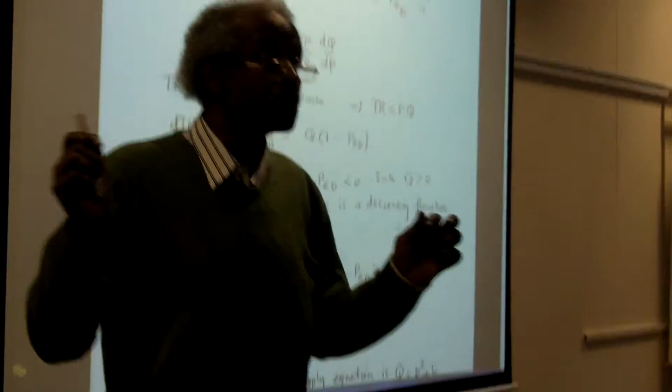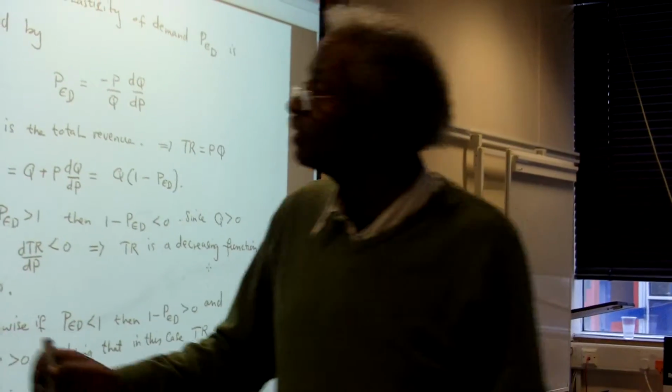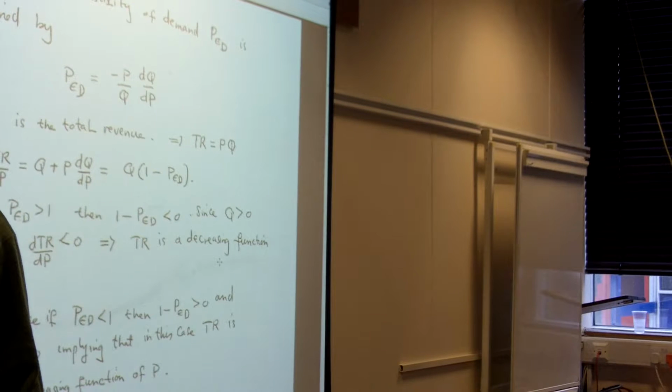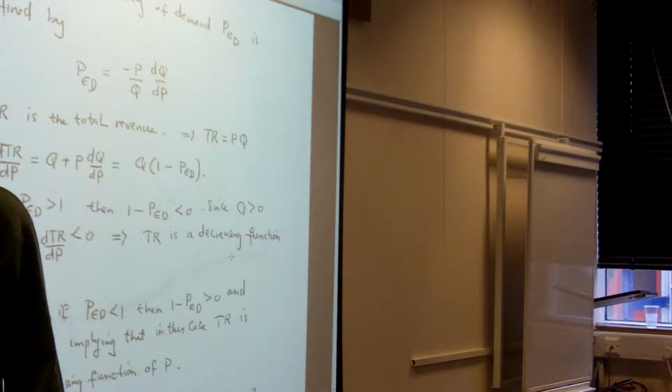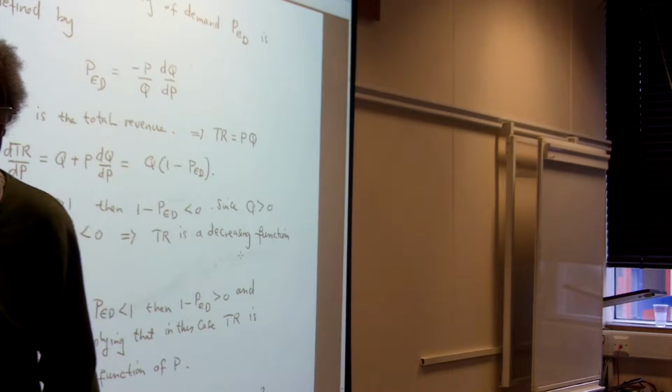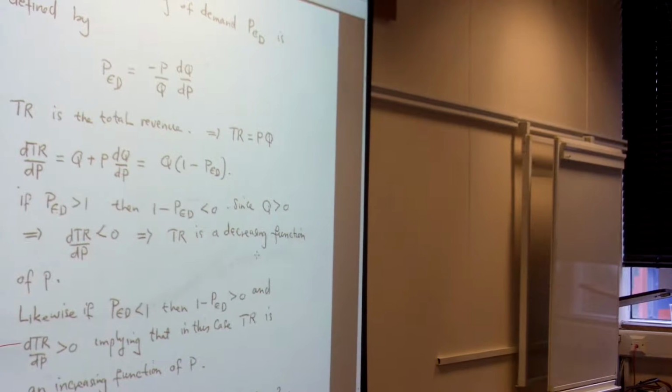Derivative must be negative, okay? Derivative is negative, price is positive, Q is positive, so the overall thing is going to be negative, okay? Unless you do something about it, which is, this is doing something about it, okay?